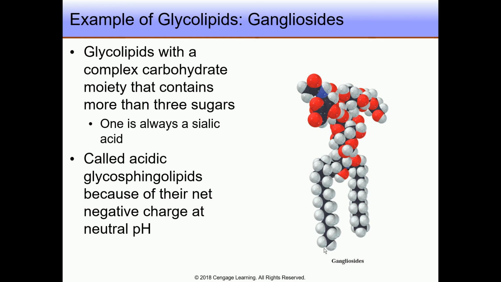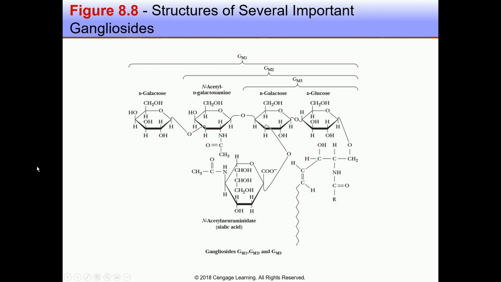Usually they have more than 3 sugars attached to them, and one of the sugars can be sialic acid. Sialic acid is negatively charged, and it gives the charge to these gangliosides, or to the glycolipids wherever this sialic acid is present. So this is an example of some of the gangliosides.